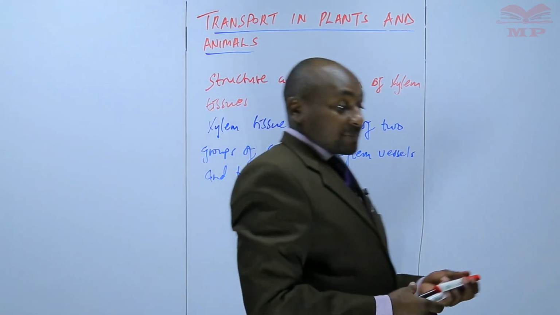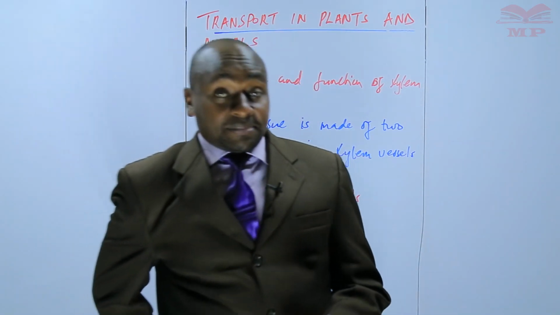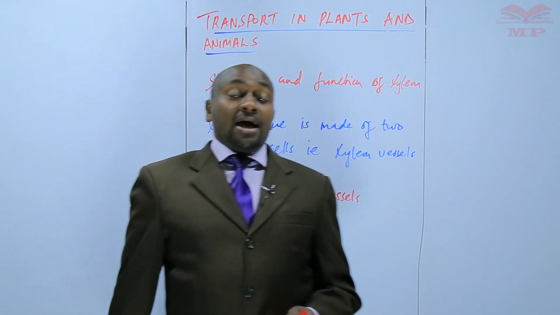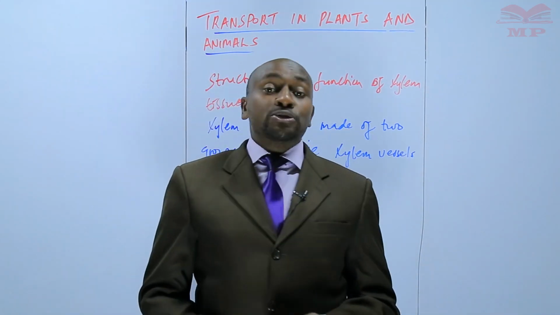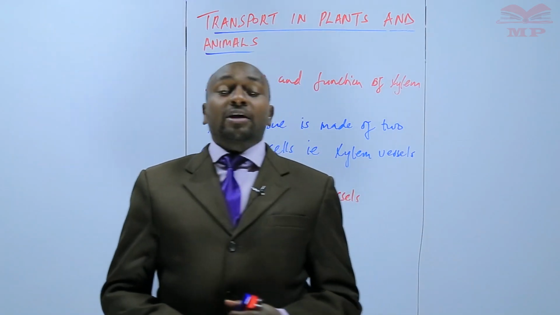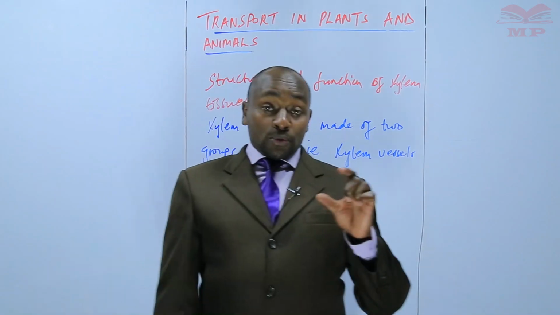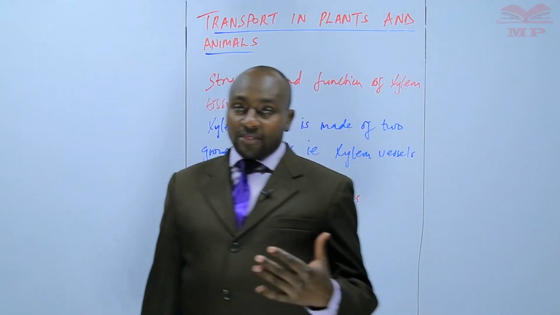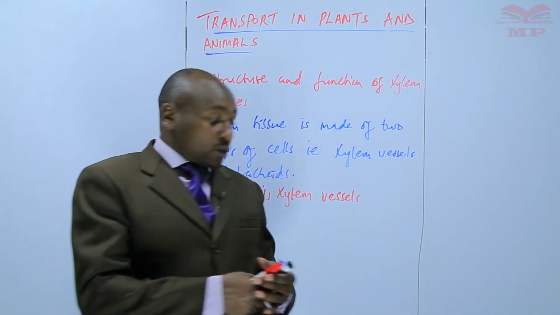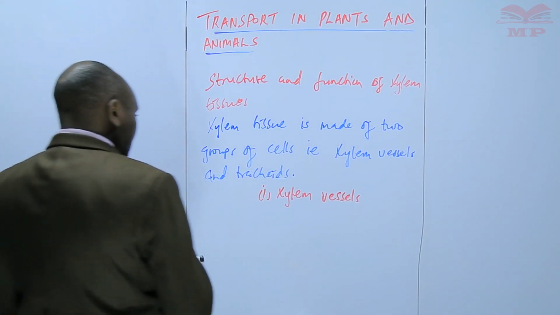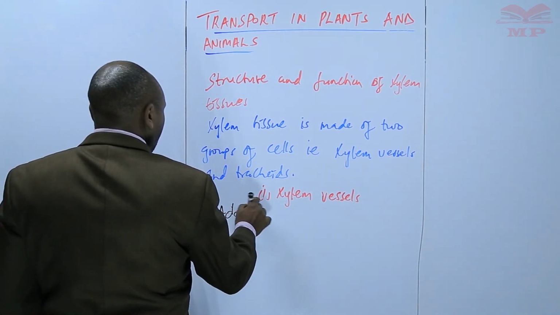Now, the cells that make the xylem vessels, one is that they are dead. They are dead cells. And the reason why those cells are dead is to prevent them from absorbing water. Remember, the work of the xylem is to transport water and mineral salts. So those cells should not take in water. They should just conduct water, or they should just let the water pass. So basically, we can say that the xylem vessel has the following adaptations.